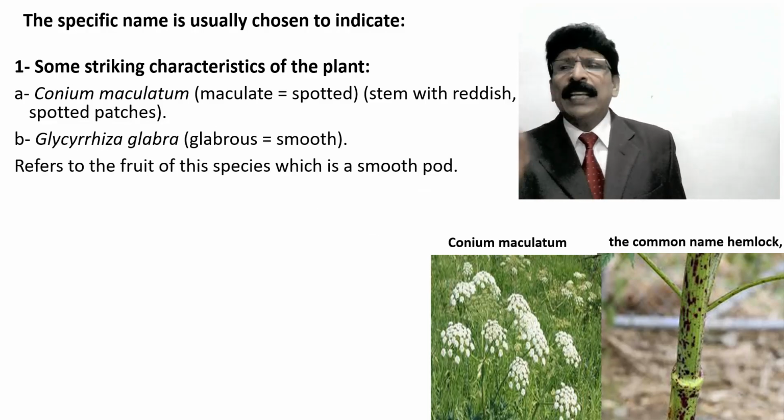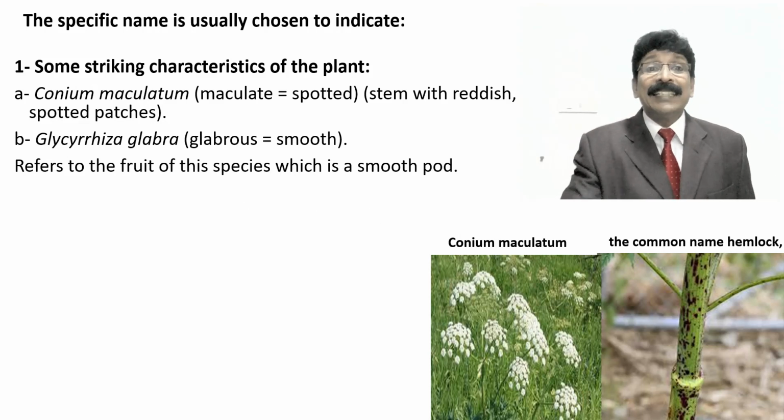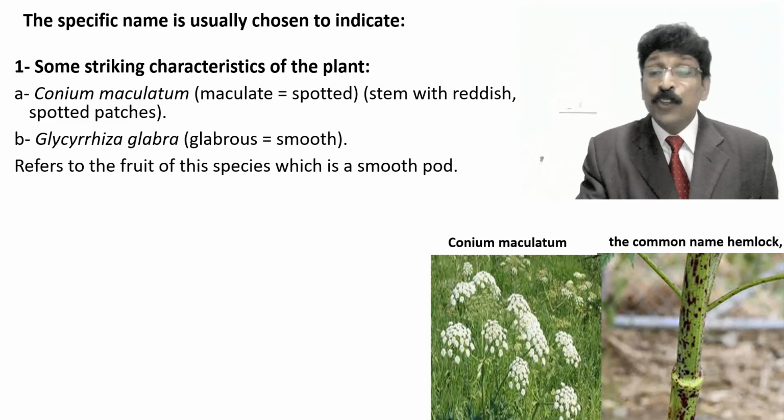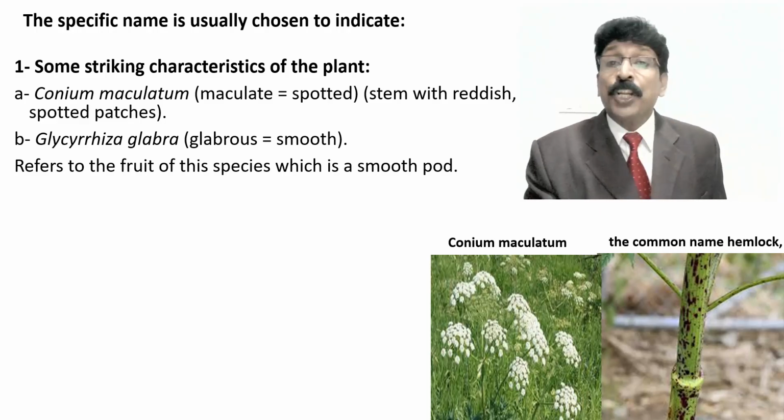The name is given. You can see maculate means spotted. Glycyrrhiza glabra, everybody knows, it's in our place. Very much useful in Ayurveda, Siddha, Unani we are using, and many other preparations in the home also.